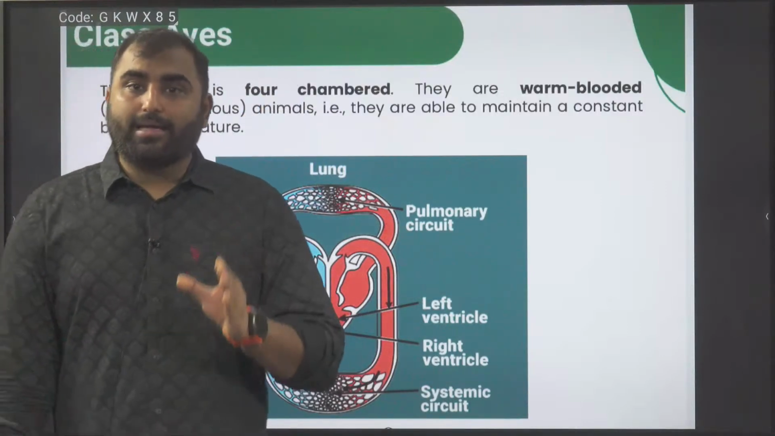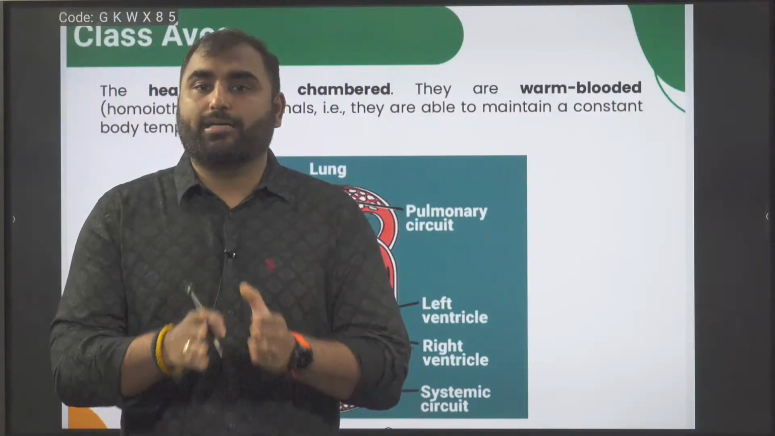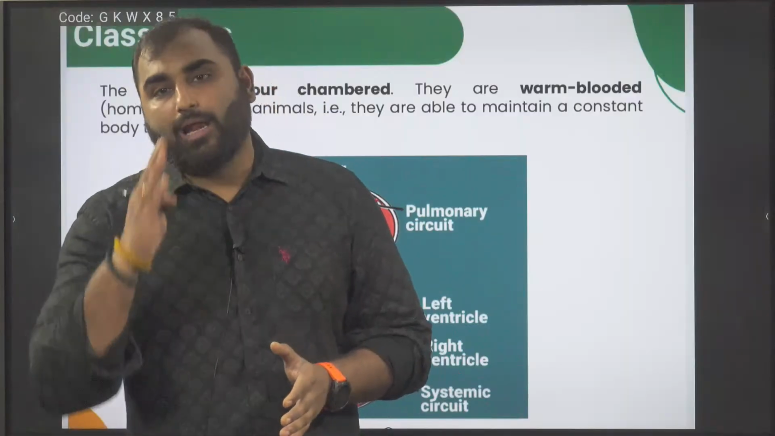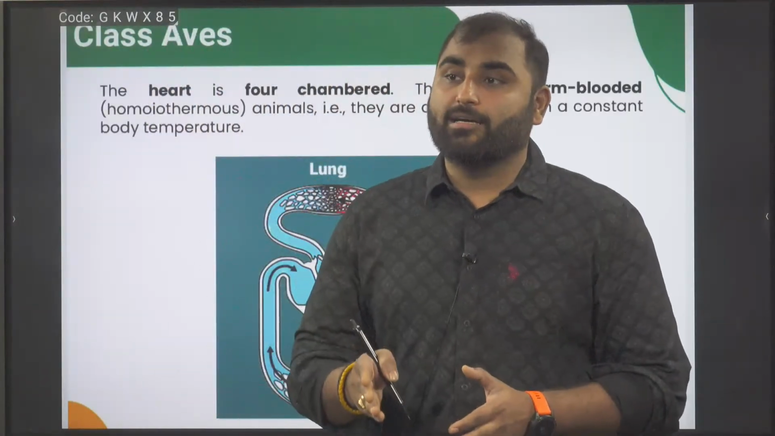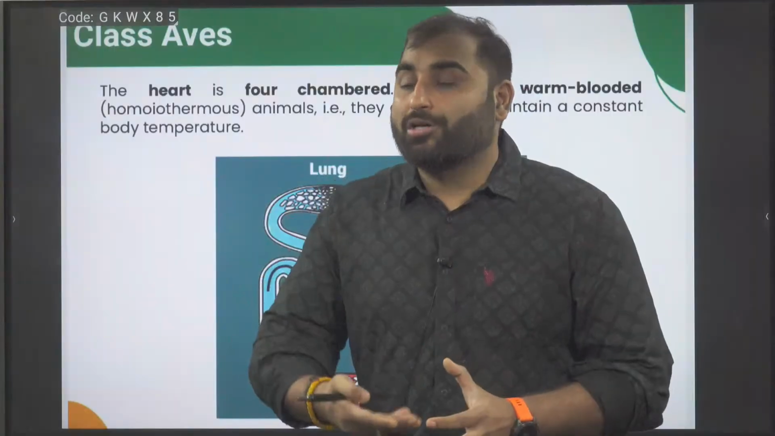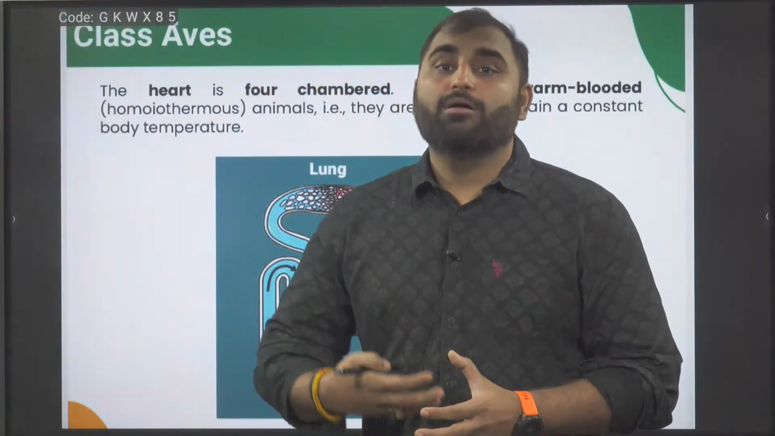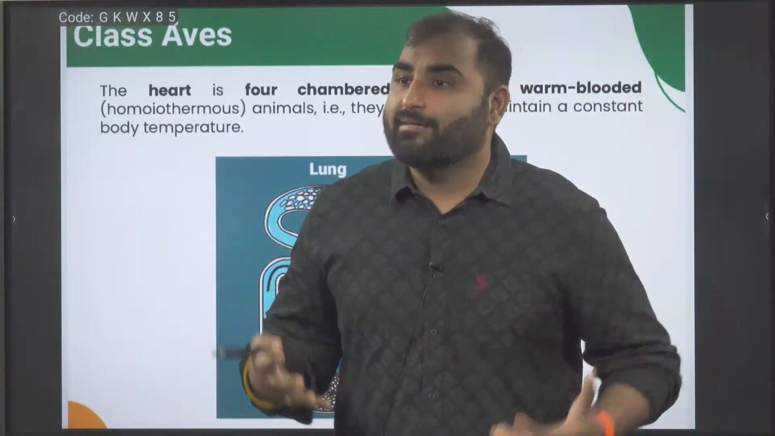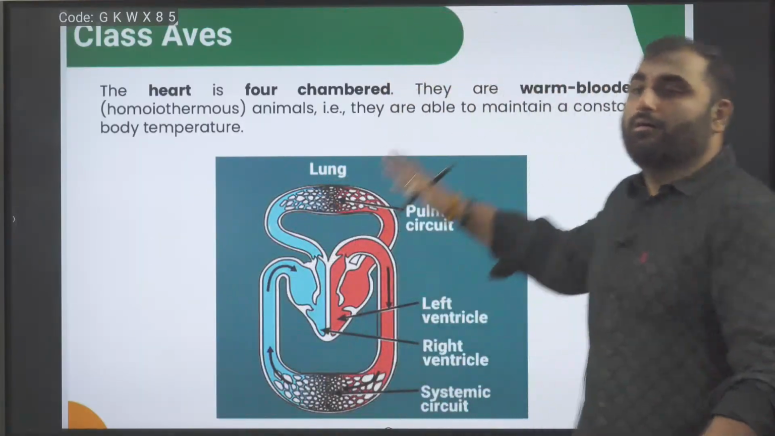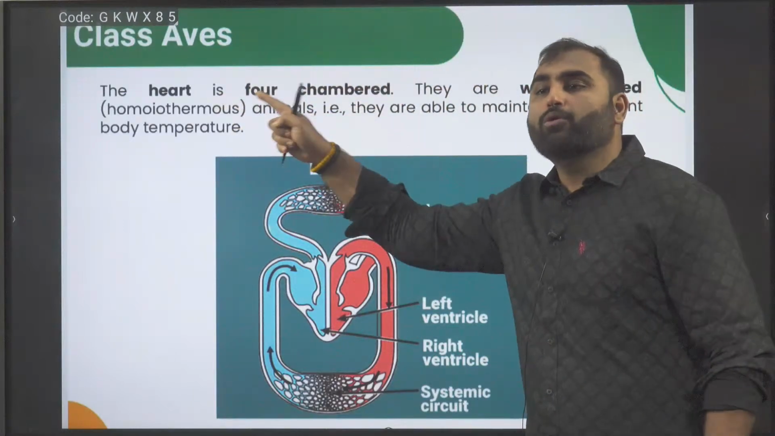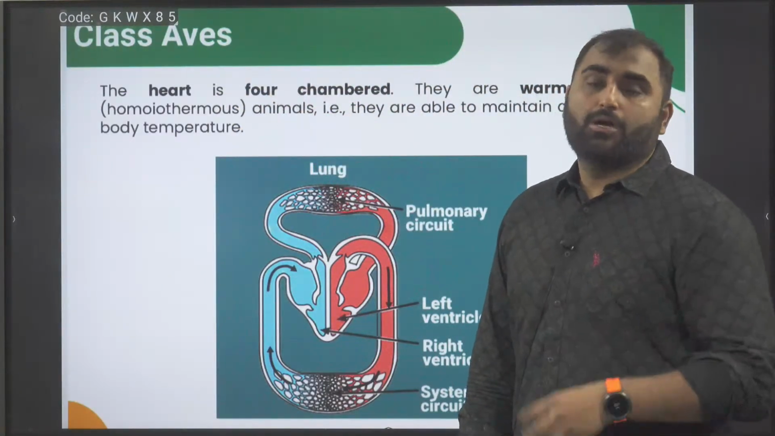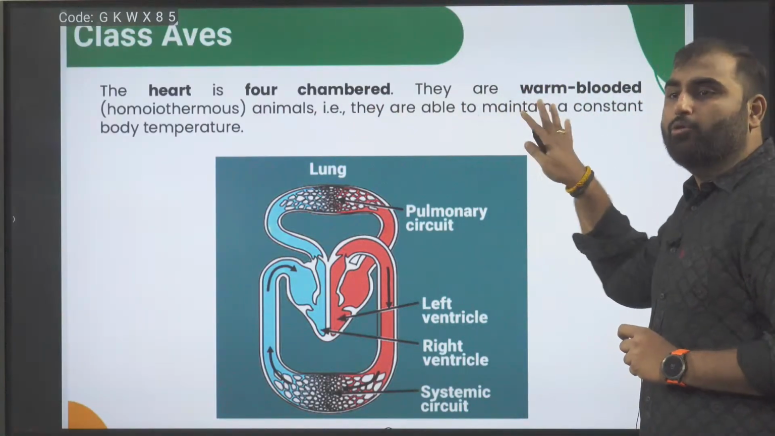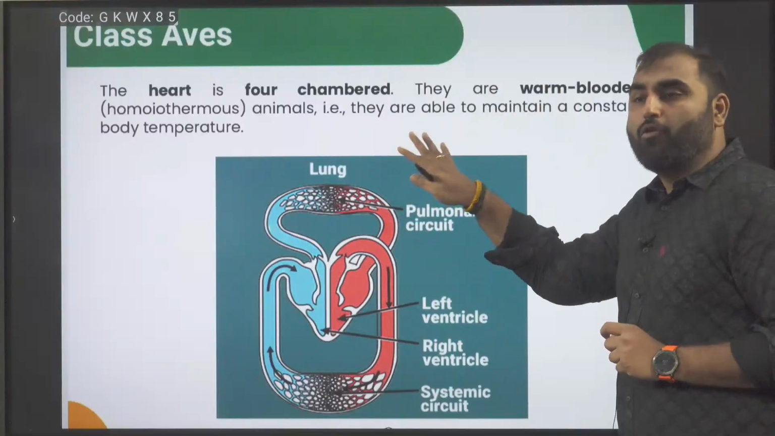Due to which they can separate the oxygenated and deoxygenated blood completely. So the right side of the heart takes care of deoxygenated blood, the left side takes care of oxygenated blood. The blood is not getting mixed, so oxygen saturation is good. They can burn more glucose, produce more energy and more heat, and maintain their body temperature, and hence they are warm-blooded animals. Homeothermous or endothermic. Am I clear, everyone? Warm-blooded, homeothermous animals able to maintain body temperature.